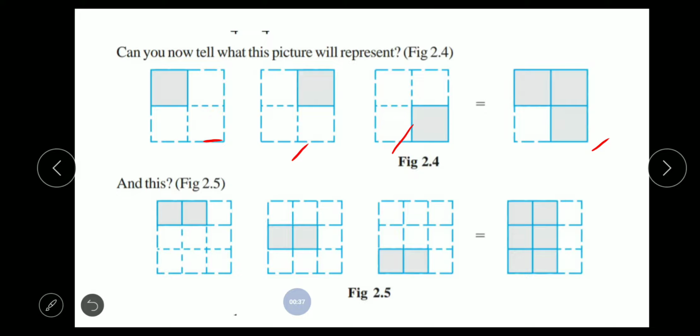In the same way here, the first picture shows 2 by 9 and the second also 2 by 9. 3 times 2 by 9 together shows here 6 by 9. So what does this picture show? Repetition of a fraction is equal to the multiplication of fractions.